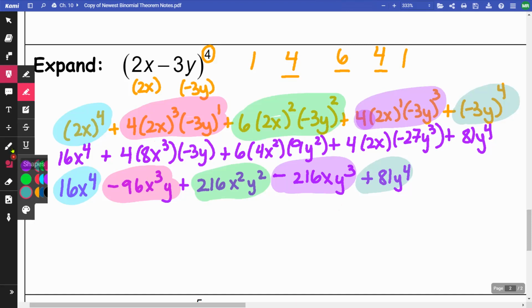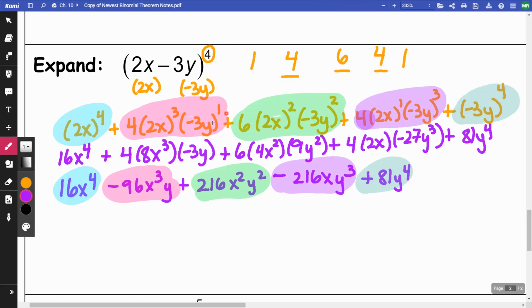Now, what I want you to notice is when you have a minus here like this one does, it's alternating signs, because what's happening is I have a negative to an odd, then a negative to an even, a negative to an odd, and a negative to an even. And a negative to an odd is always going to be negative, but a negative to an even is always going to be positive. That's why these are alternating.